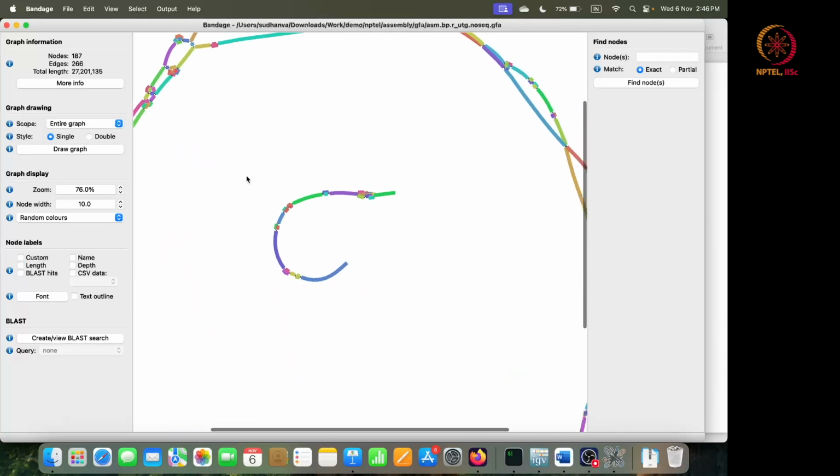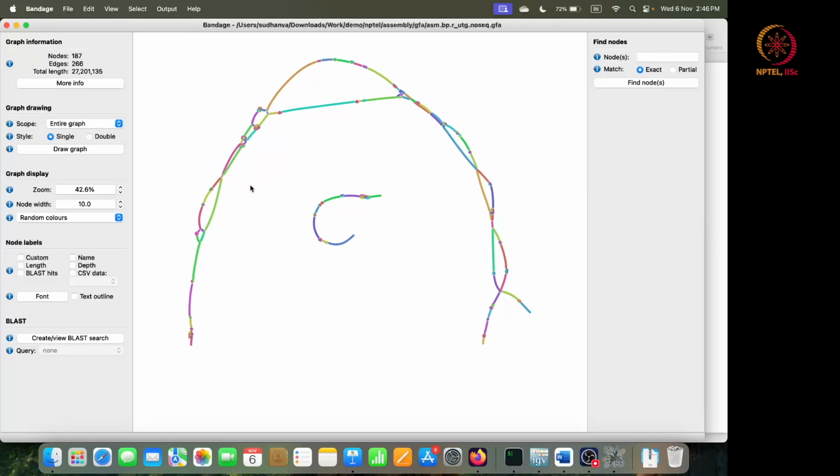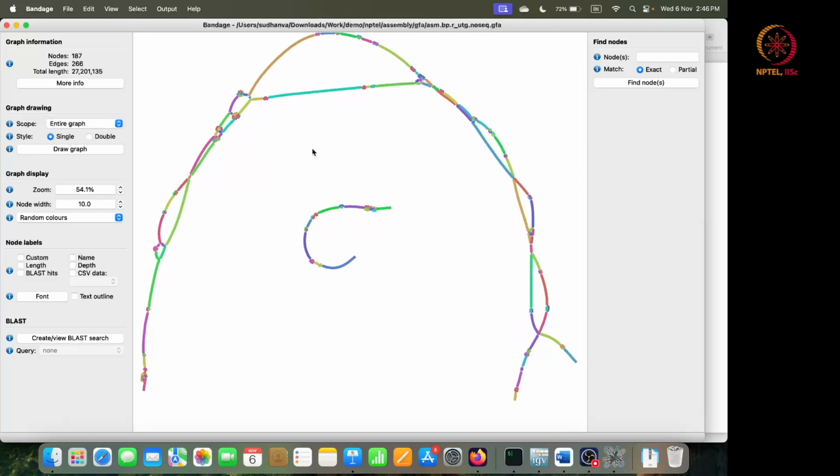Okay, so we have visualized the raw unitig graph. Once we have visualized it, we may want to save our work, right. One easy way to do that is to click on file and select save image. You can choose to save the entire screen, or you can choose to save just the current view.